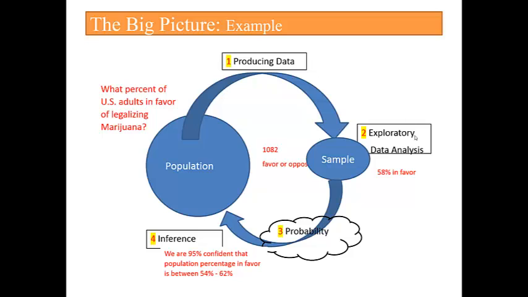And then we do exploratory data analysis. They find the percentage of people in favor in the sample. They found 58% is in favor. And then, using the probability machinery that allows us to draw conclusions or inference about the population based on the sample, we got the inference saying we are 95% confident that the population percentage in favor is between 54 and 62%.